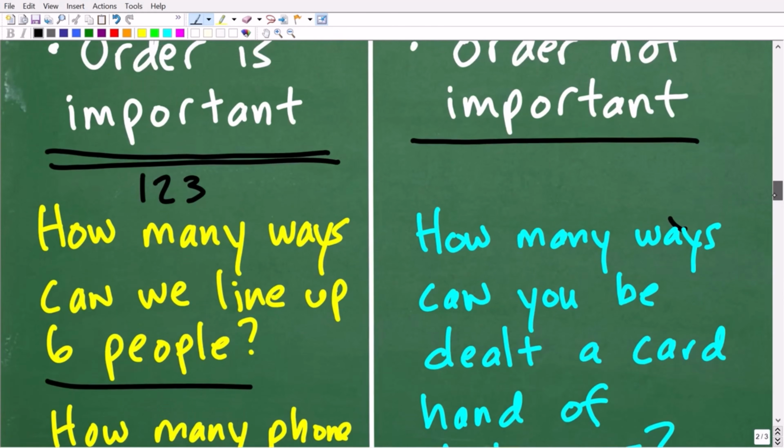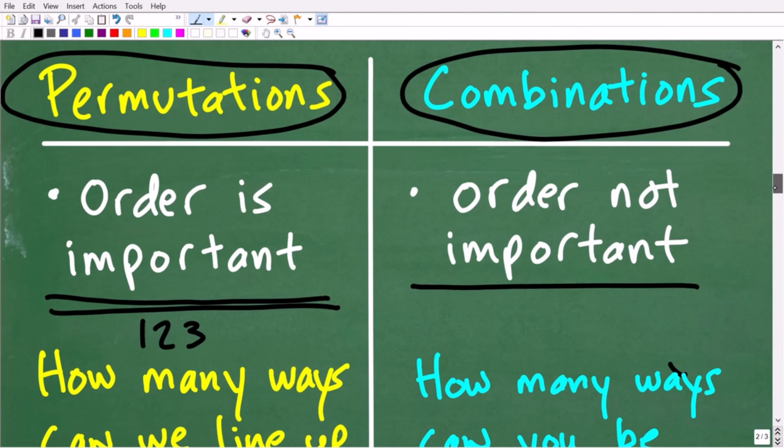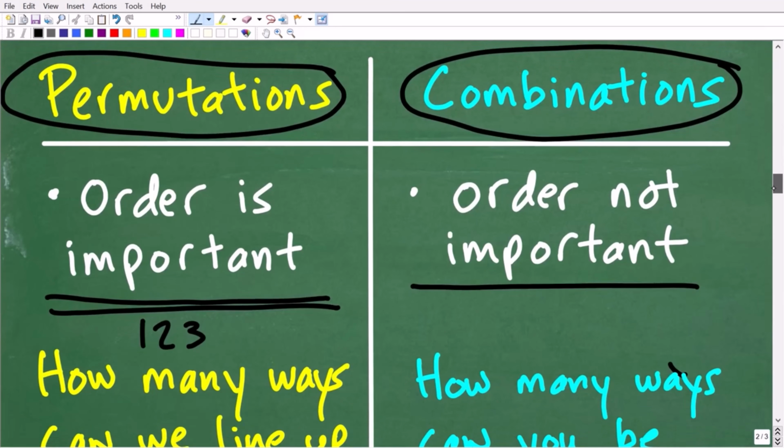Now, how about over here, this particular question: how many ways can you be dealt a card of an ace, king, queen, and jack? If you have this hand here, it doesn't make a difference if you get the ace first, the jack, and then the king or the queen, or maybe the jack, the queen, and then the ace and the king. Order doesn't make a difference to get that hand. So you have to be very, very aware whether you're dealing with a combination or a permutation to solve problems. Now, in this particular case, again, we're dealing with a combination.